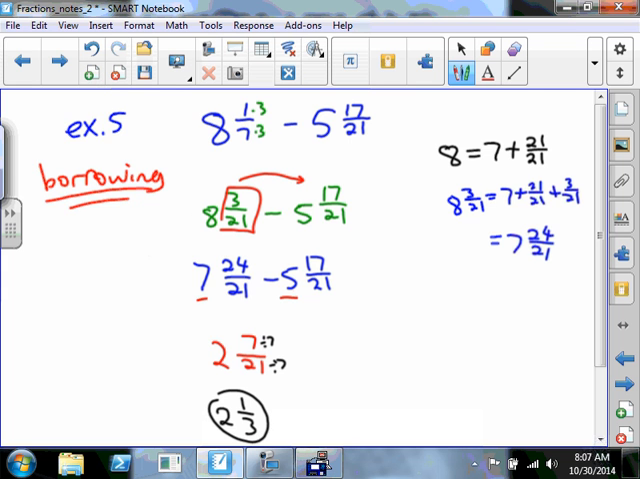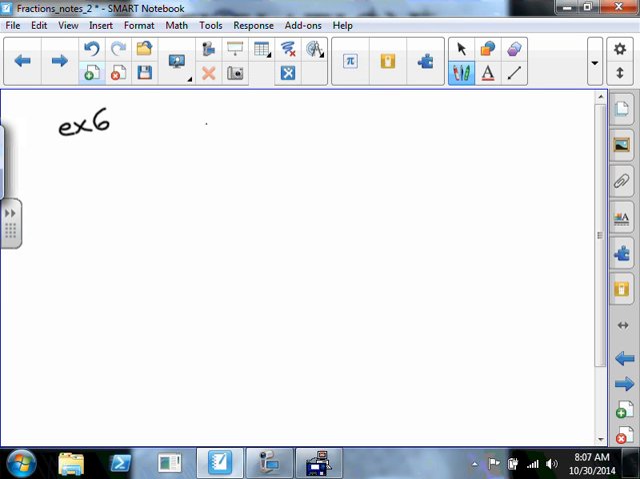Example 6. 3 and 1/8 minus 1 and 3/4. Okay. So we're going to use what for an LCD? 8. So we're going to multiply by a 2 and a 2. So we're going to have 3 and 1/8 minus 1 and 6/8. Houston, we have a problem. We don't have enough eighths in that first fraction, so we got to borrow.